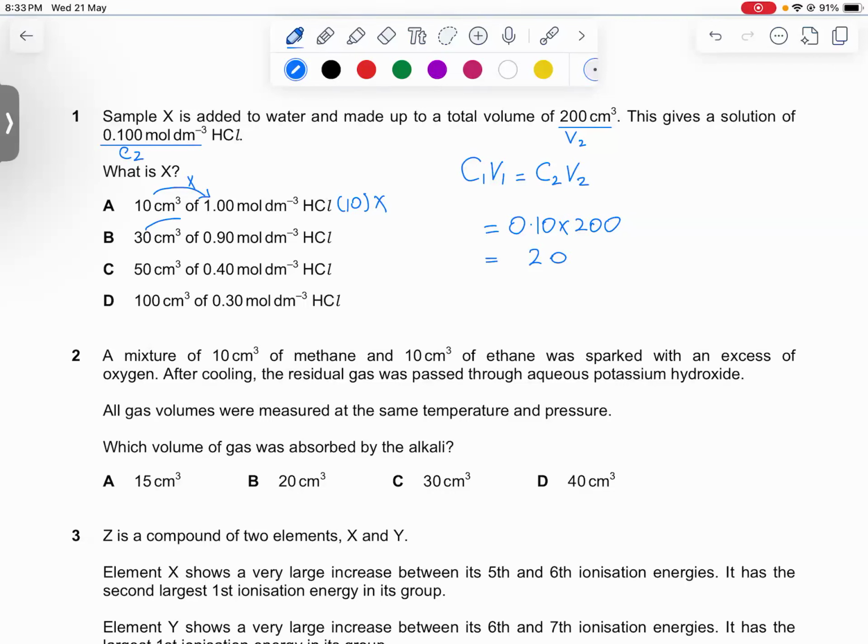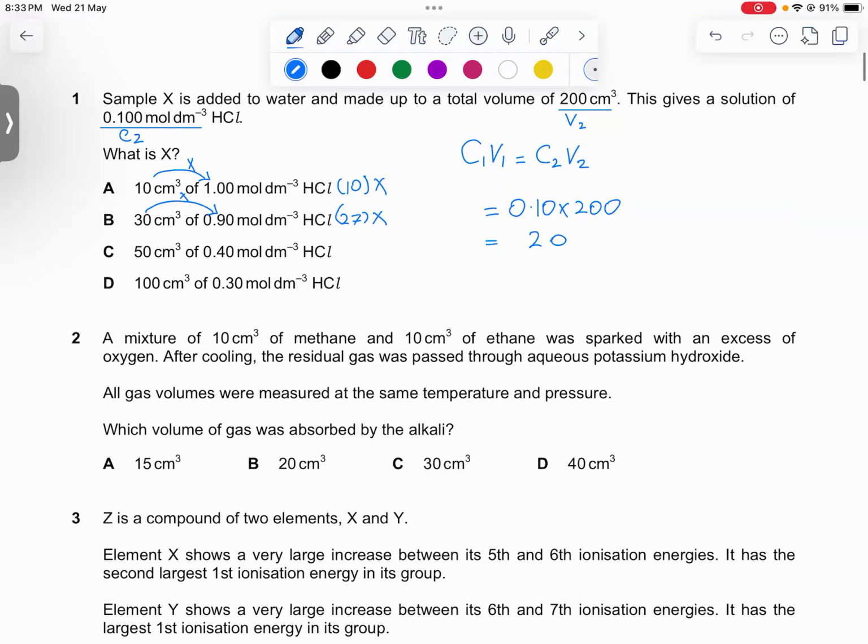All right. 30 times 0.9, that is equals to 27. It is still not 20, so this is also wrong. What is 50 times 0.4? Let's check that. 50 times 0.4, that is equals to 20. All right. So this is our answer because 50 times 0.4 is giving us 20. So therefore our answer is C.